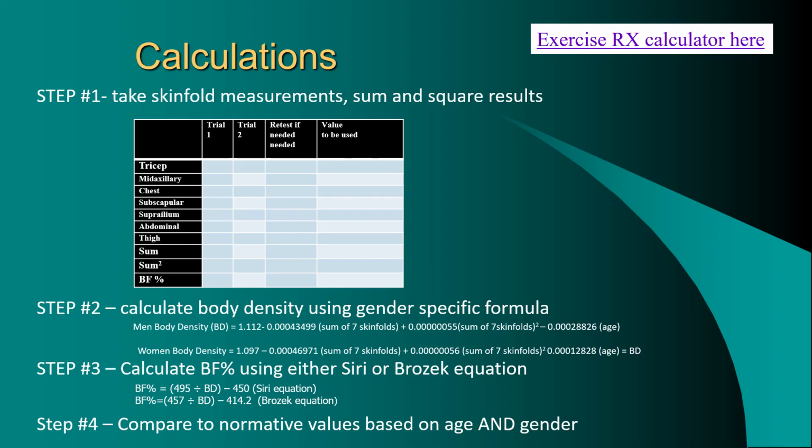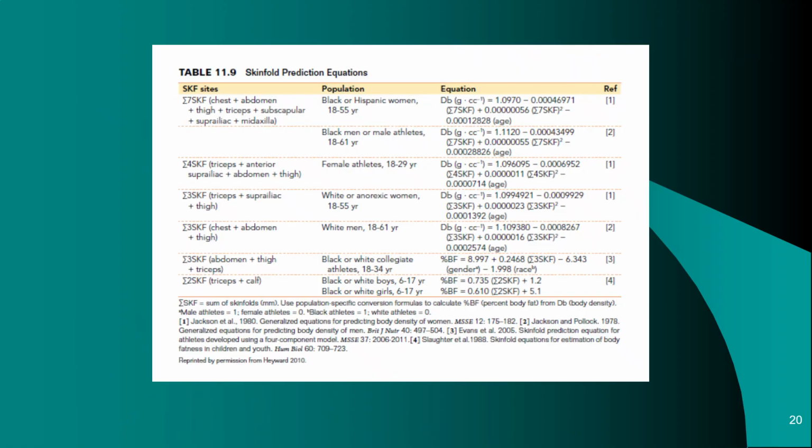Body density is how much water you would displace if you were in a tank of water. Somebody who is more solid and occupies less space is going to displace less water. So that's an important concept. Then you compare to the norms based on age and gender. They are age and gender specific.